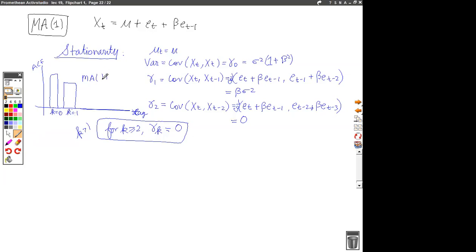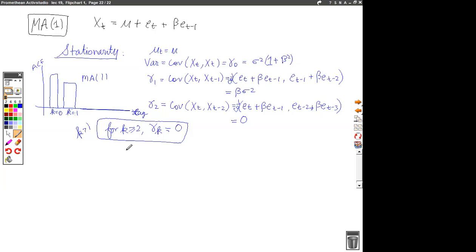So this is 0, 1, this is the MA(1) process. Now we know that for any MA of a given order, the autocovariance for any lag which is higher than that order is always going to take a value of 0. So let us now try to figure out what happens with the autocorrelation.